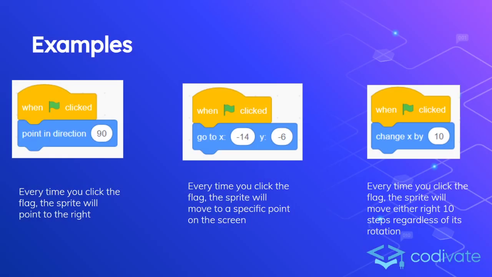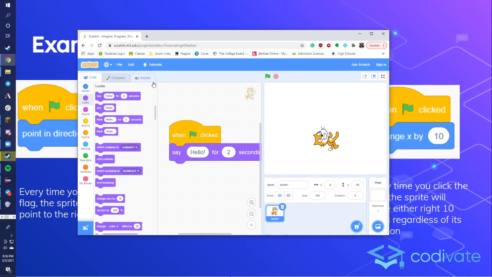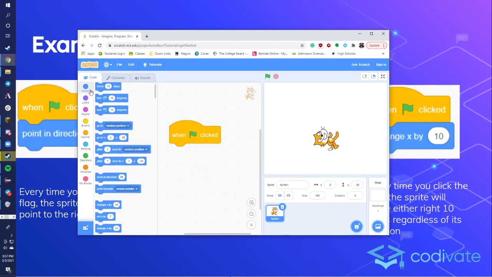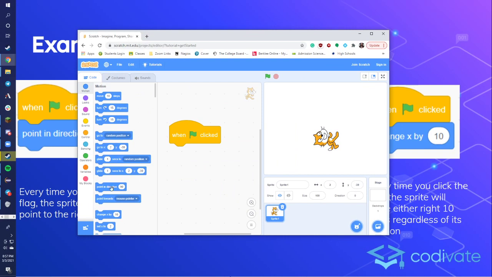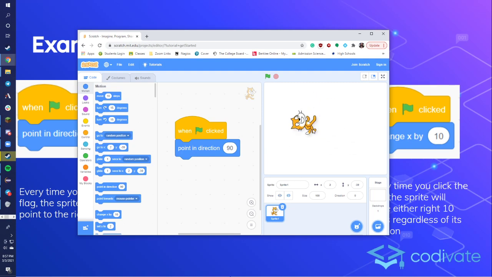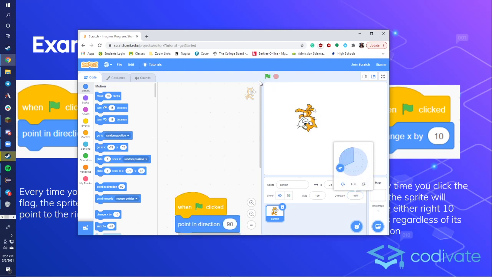Some more are the point and go to and change blocks. So, your point blocks say, this says point in direction 90. As we said earlier, direction 90 is to the right. So this cat's facing up right now, so when I click the green flag, it's going to change to the right. There you go. If I press it again, the cat will continue to face to the right. Yep. And if I scramble its direction and click it, it just jumps straight back to the right.